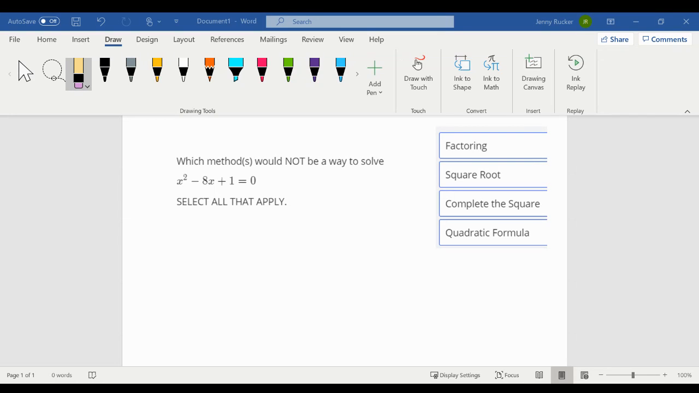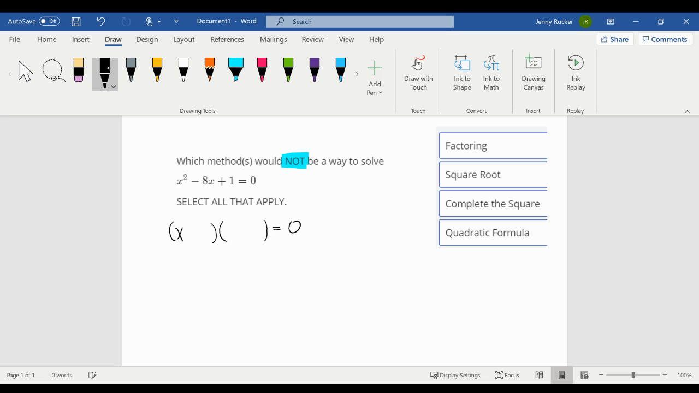In this question, we are asked to identify which method or methods would not be a way to solve x squared minus 8x plus 1 is equal to 0. Let's take a look at factoring. If we tried to factor this out, we could quickly see that it is not factorable.